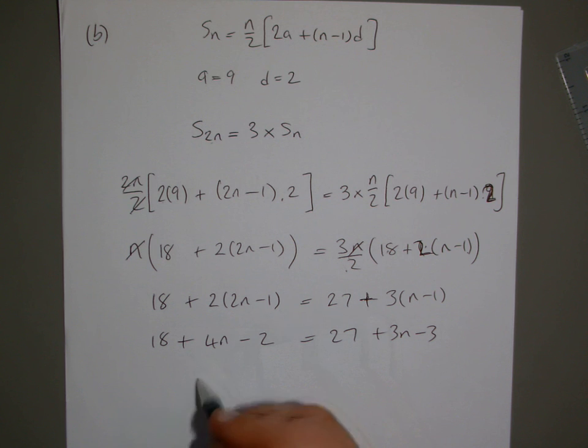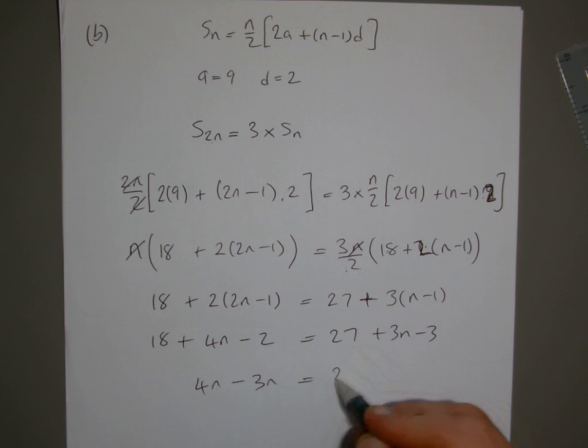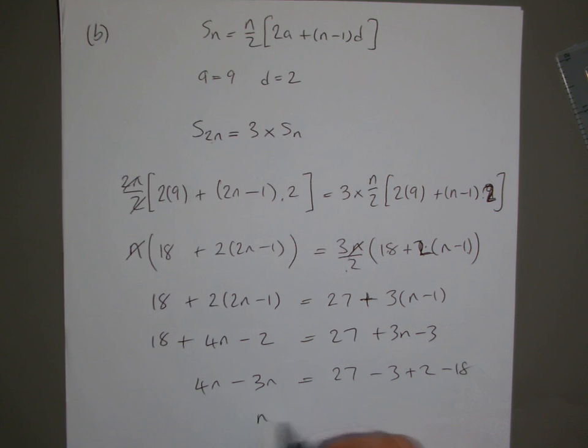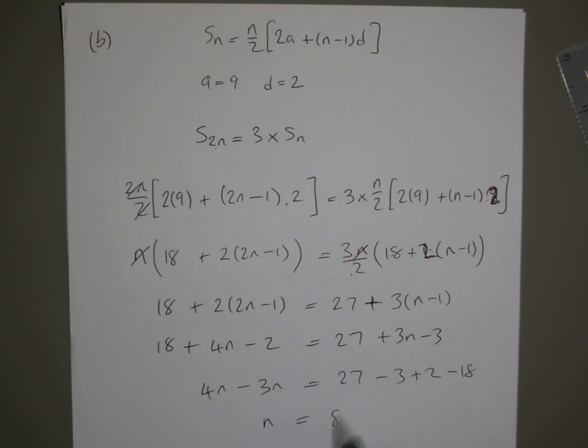Take this over this side, so 4n minus 3n. This side then I've got 27 minus 3, take the minus 2 over, it becomes plus 2, take the 18 over, it becomes minus 18. So we've got n equals 8. I think that comes out to be 8, doesn't it? So 8 terms, n is 8.